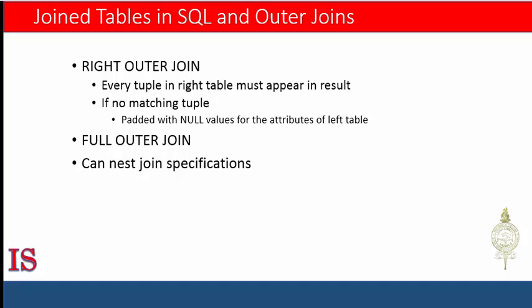Right outer join means that every tuple on the right side must appear in the result. If it does not have a matching tuple, it is padded with null values for the attributes of the left table. And full outer join does all the above. In the latter three options, the word outer may be omitted. If the join attributes have the same name, one can also specify the join variation of outer joins by using the keyword natural before the operation. For example, natural left outer join.